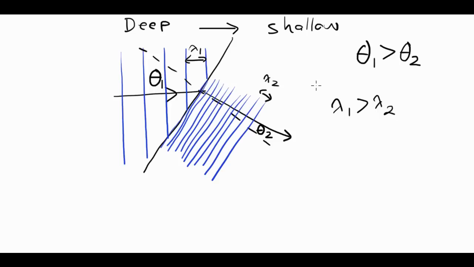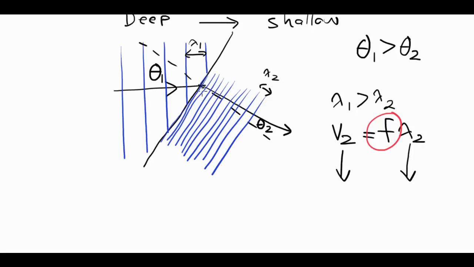And that makes sense because, again, like in the last problem, we know that the velocity is going to drop in the shallow region, and because v equals f times wavelength or lambda, if the velocity drops, the wavelength must also drop because the frequency remains the same.